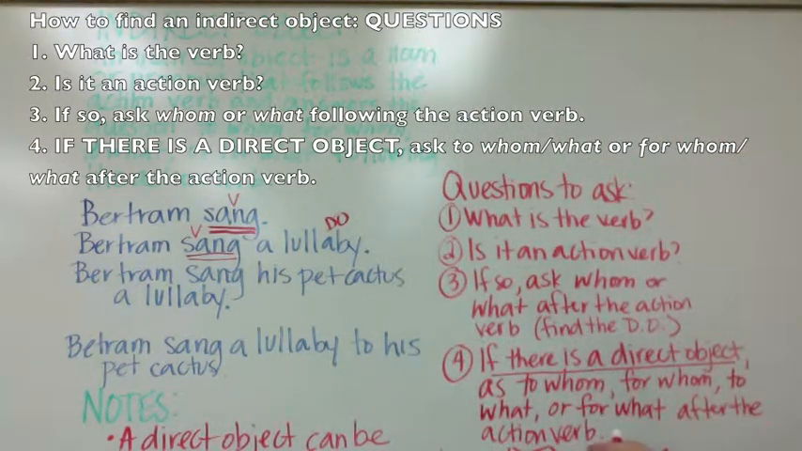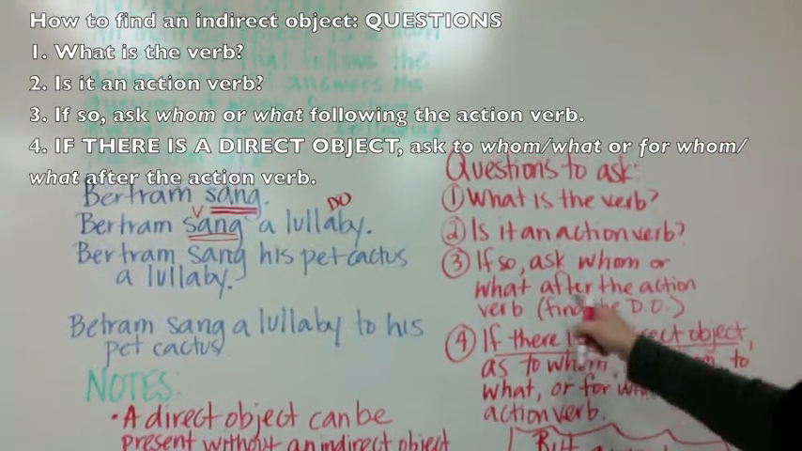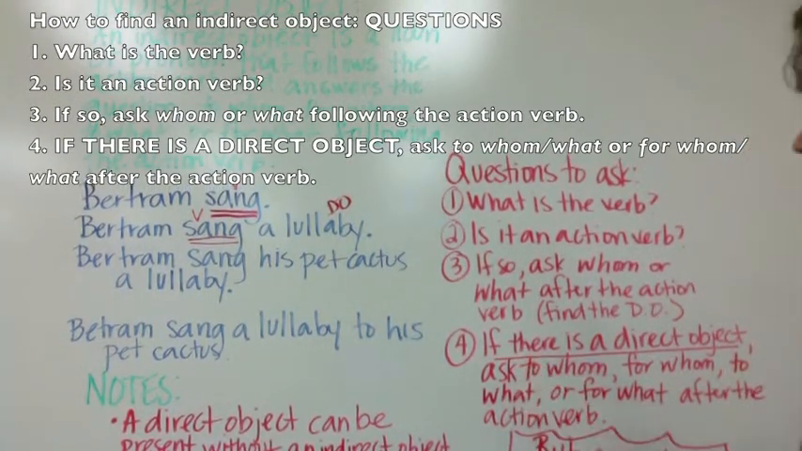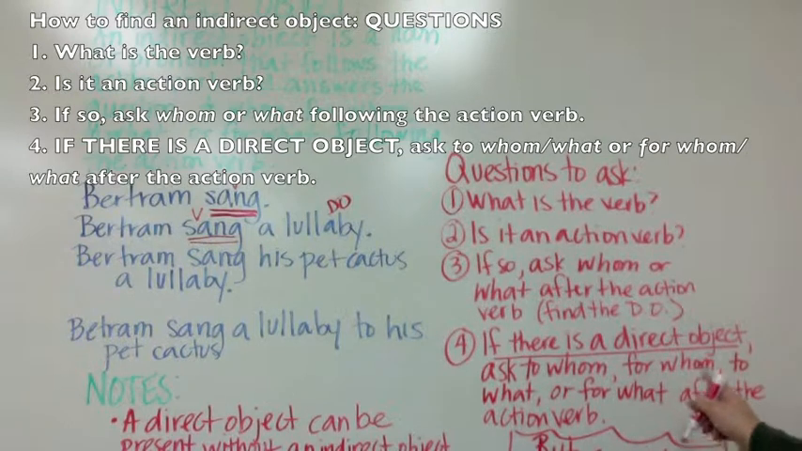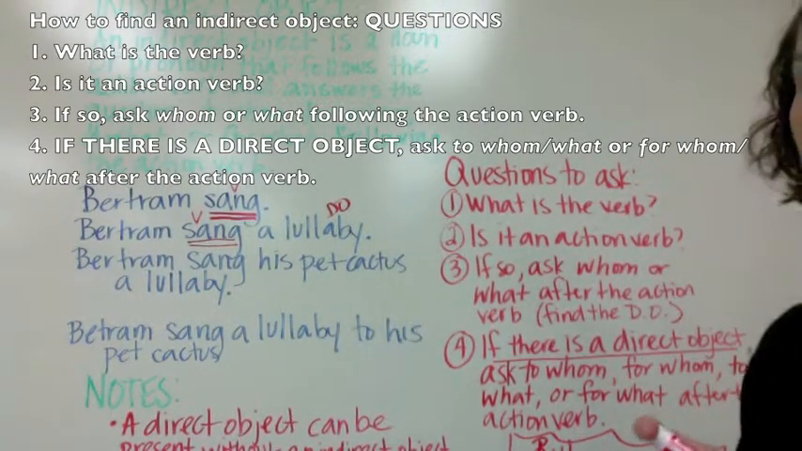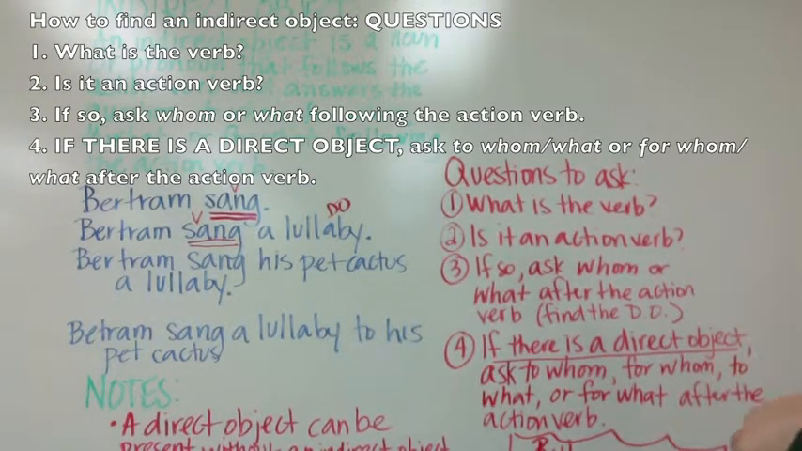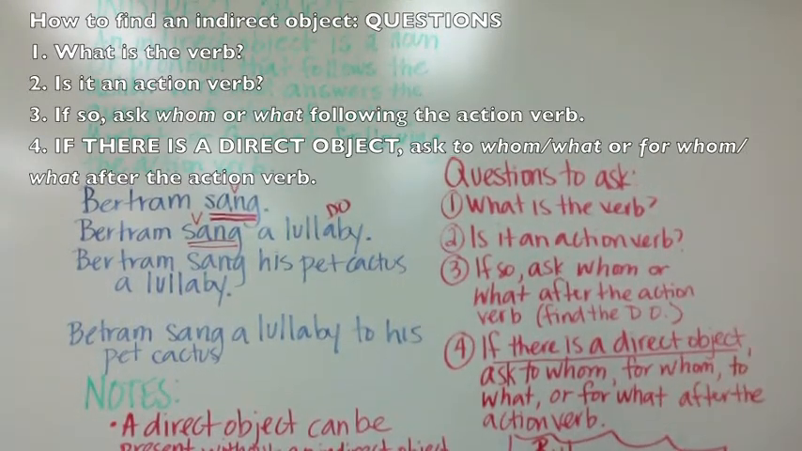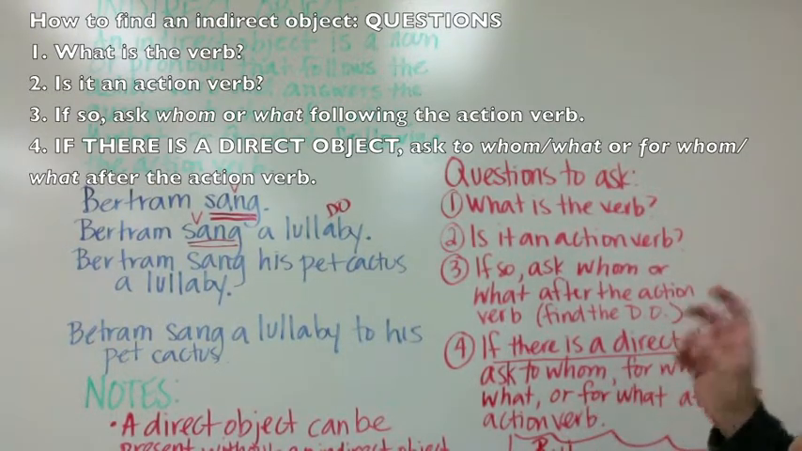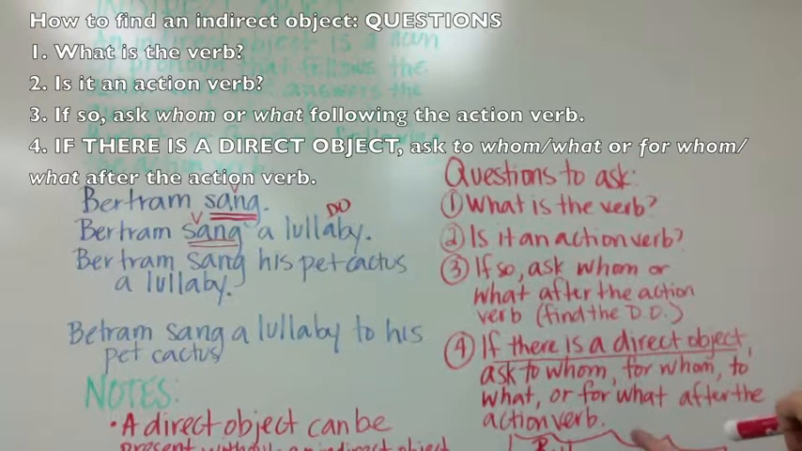So we get to go on to our fourth question. If there is a direct object, ask to whom, to what, or for what after the action verb. Okay, Bertram sang a lullaby to whom? We don't know. To what? We don't know. For whom, for what? We don't know. We don't really have anything else in the sentence. So we have an action verb, we have a direct object, we don't have an indirect object this time.